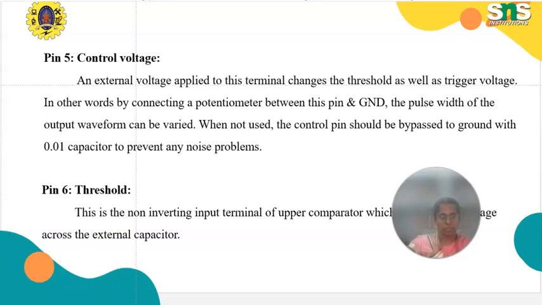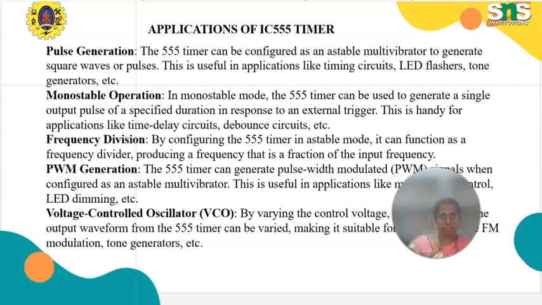Next one, control voltage. An external voltage applied to this terminal changes the threshold as well as trigger voltage. In other words, by connecting a potentiometer between this pin and ground, we can vary the pulse output waveform. When not used, the control pin should be bypassed to ground with a 0.01 microfarad capacitor to prevent any noise problems. This is the non-inverting terminal of the upper comparator, which monitors the voltage across the external capacitor.